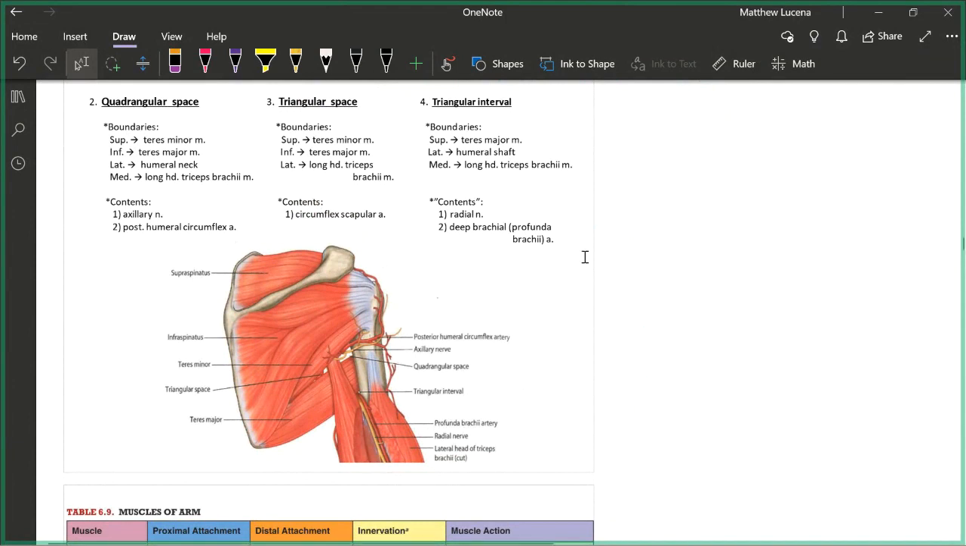All right, so the quadrangular space, the boundaries: the superior boundary is the teres minor. The inferior boundary is the teres major. The lateral boundary is the humeral neck, and the medial boundary is the long head of the triceps brachii. And the contents, what's within it, is the axillary nerve and the posterior humeral circumflex artery.